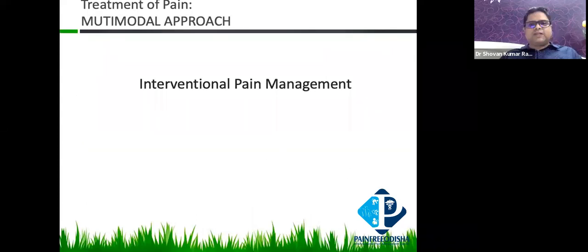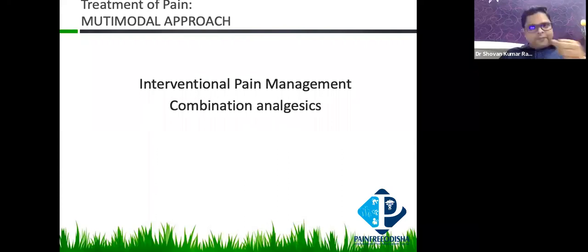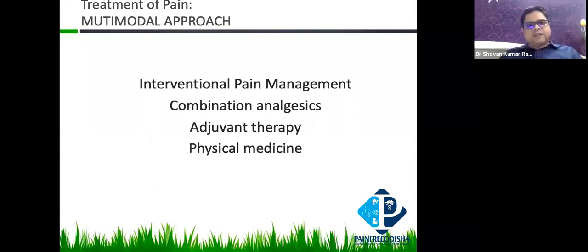Now, the treatment approach to chronic pain is multimodal. It's not about only medication. It's not about only intervention. It's not about only blocks. Or only physiotherapy. So it's a multimodal approach from all the levels so that pain can be properly treated. So we start with the combination of different kinds of analgesics, then adjuvant therapy, then physical medicine, and then interventional pain medicine where possible. And if in some patient there is a psychological event, then we have to go for a psychological intervention.